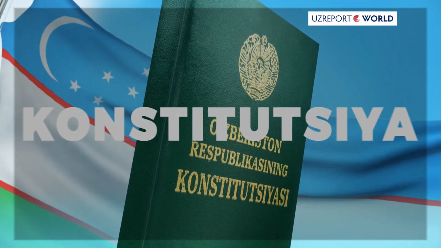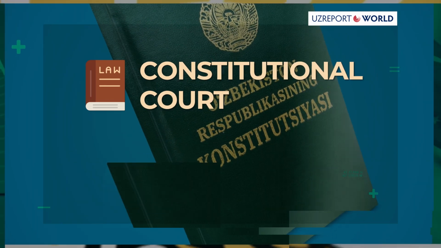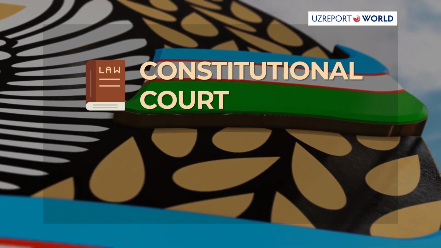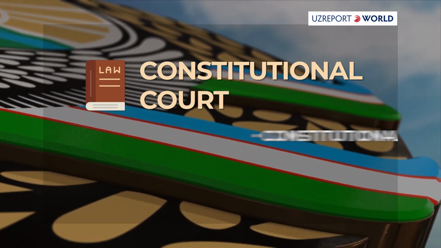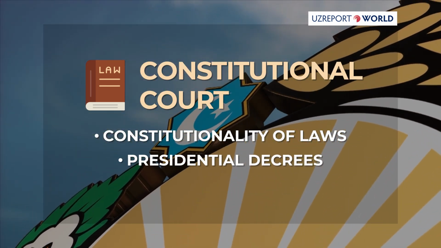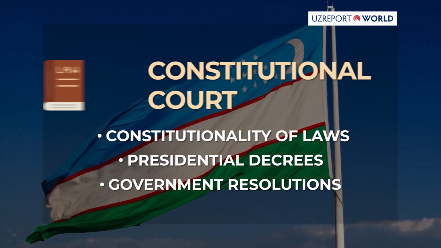The Uzbek judiciary system includes 5 main levels of courts: constitutional, supreme, higher economic, regional, district and city, and military courts. What functions do these courts include? Constitutional Court. This court ensures that laws and regulations comply with the Constitution. It has the authority to review the constitutionality of law, presidential decrees, and government resolutions.